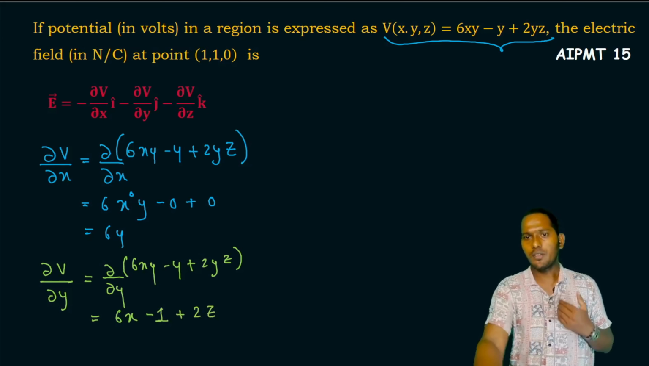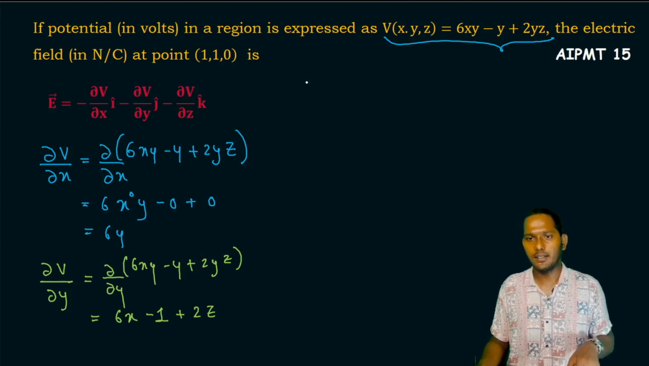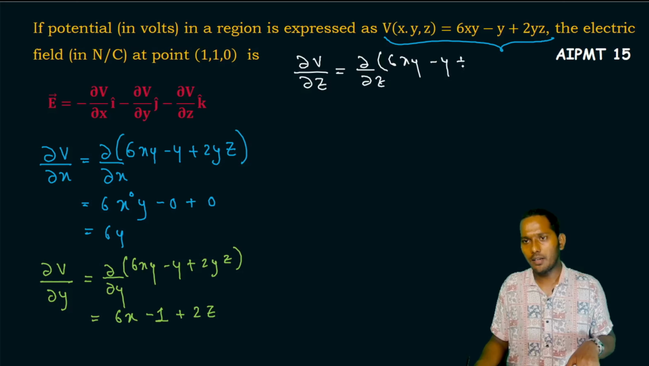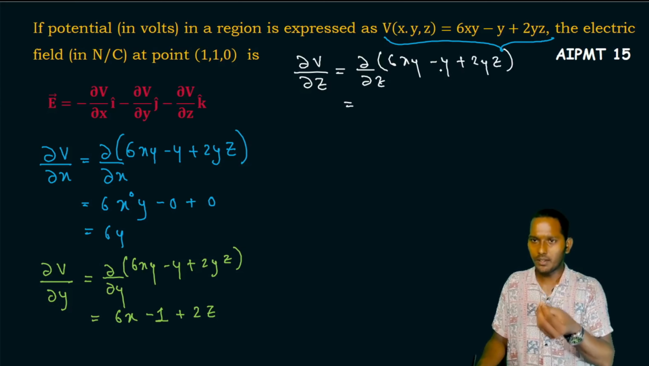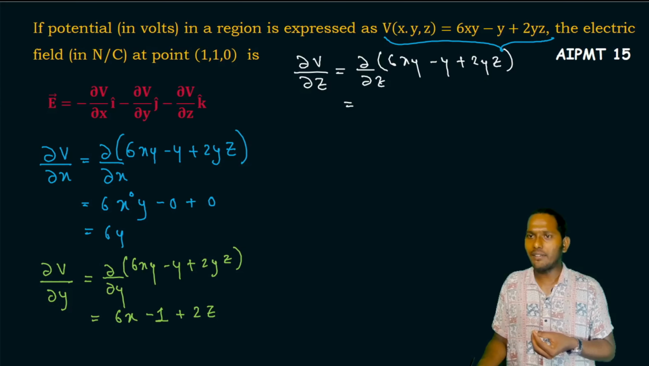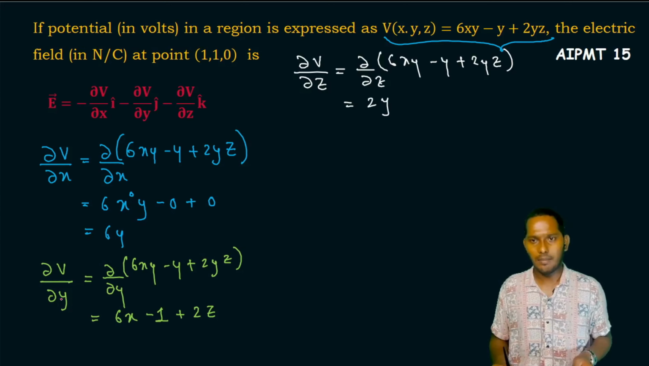Same way, let us also do it for the last that we are having here. That is, when I take a derivative, let me just do it here, dou V by dou z, that will be dou by dou z. Potential will be 6xy minus y plus 2yz, and here in this case the first term goes to 0, right? Even the second term goes to 0, so only we are having the last here, so the derivative of that will be 2y. So this is what we are having here.